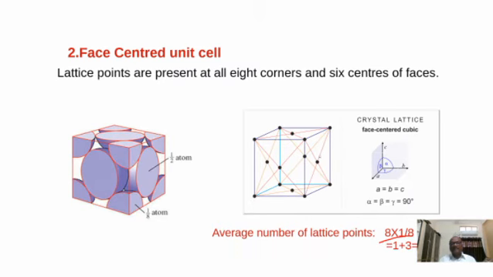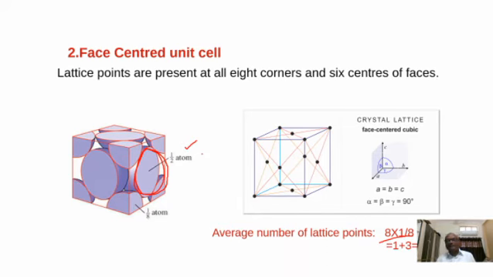And when a lattice point is present in the center of the face, here you can see it represented the center of face. Only 2 unit cells will share this lattice point. That's why the contribution per unit cell will be equal to 1 by 2. Half belongs to this unit cell and half belongs to the adjacent unit cell, because this lattice point is common to 2 unit cells when the unit cells are arranged side by side. So a lattice point which is present at center of face will contribute 1 by 2 because that will be shared by 2 unit cells.